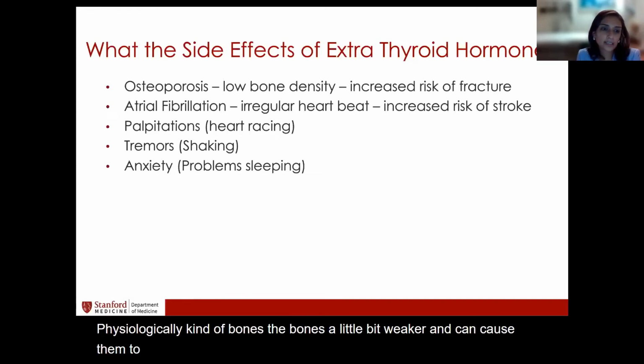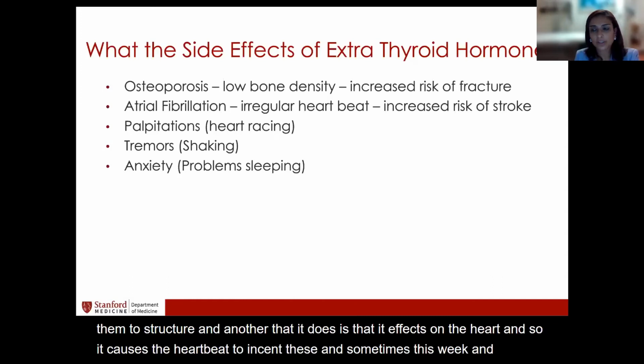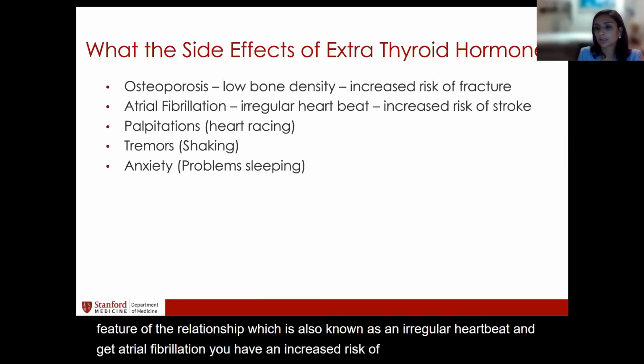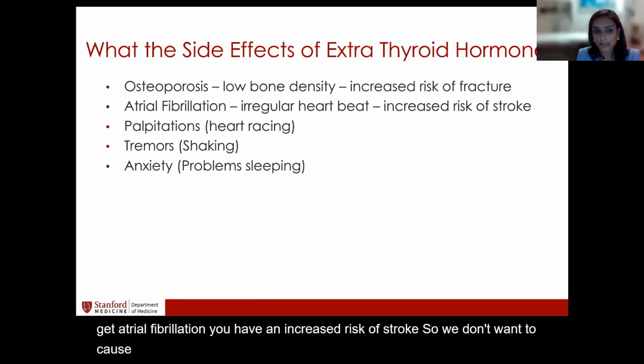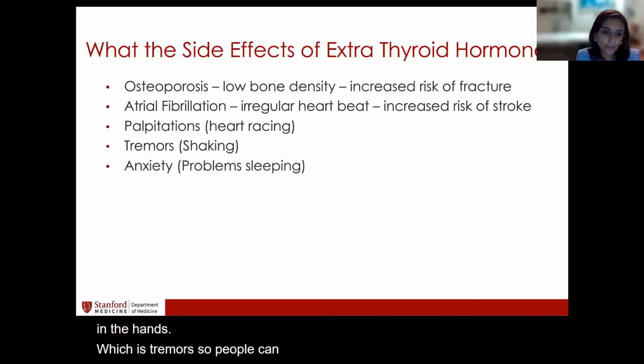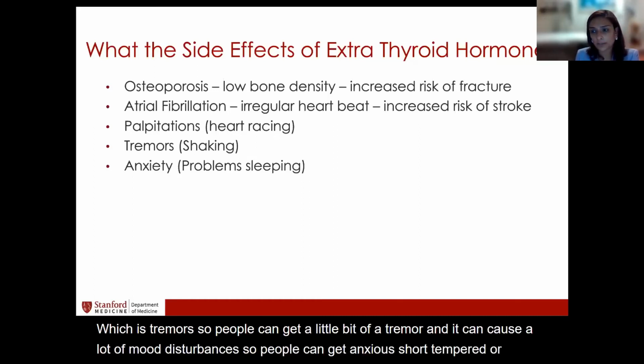Another thing that it does is that it acts on the heart, and so it causes the heartbeat to increase, and sometimes this can lead to atrial fibrillation, which is also known as an irregular heart rate. And if you get atrial fibrillation, you have an increased risk of stroke. So we don't want to cause more damage than what the cancer is going to cause itself. It can also cause heart racing, which is basically palpitations. It can cause shaking in the hands, which is tremors. And it can cause a lot of mood disturbances. People can get anxious, short-tempered, or have problems sleeping at night.